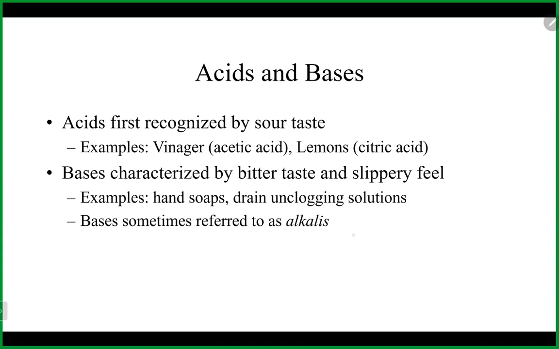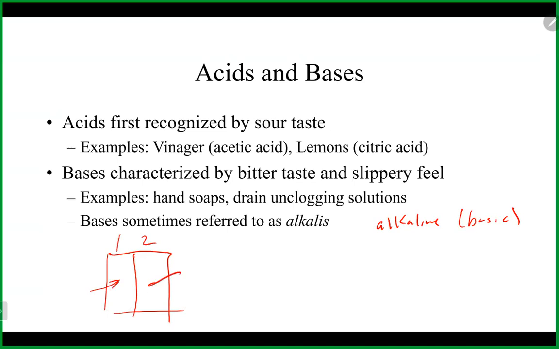When we talk about something being basic, it is sometimes referred to as being alkaline, and that really means basic. If you think about our periodic table, group 1 and group 2 are the alkali metals and the alkaline earth metals. A lot of our strong bases come from group 1 and group 2, like sodium hydroxide, potassium hydroxide, and calcium hydroxide. So group 1 and group 2 hooked up with hydroxide is where a lot of our strong bases come from.